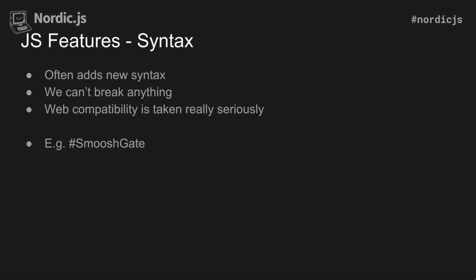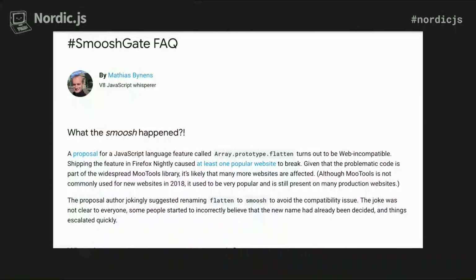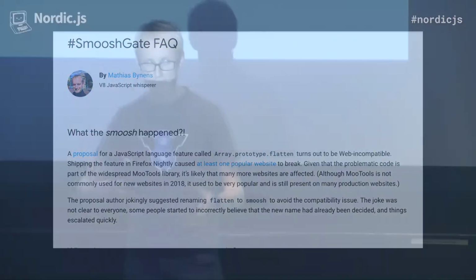For example, you might have heard of something earlier in the year called Smushgate, which is where we were trying to add a new feature to the JavaScript language. But it kind of went badly. Basically, we were trying to add a feature called flatten to the array prototype. It turns out that a bunch of websites were using a library called MooTools, and it already had a method on the array prototype called flatten, and it conflicted with the one that the JavaScript spec people wanted to add, and we would break all of these websites if we added this feature.